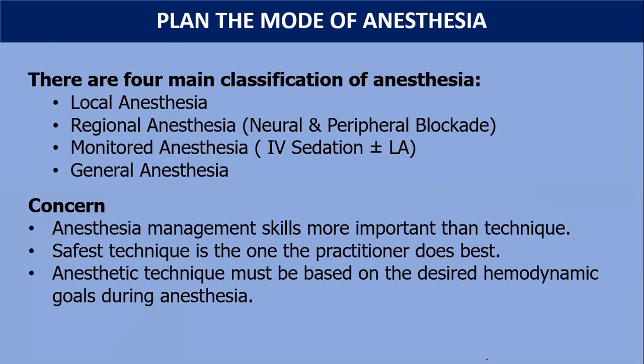Although there are four main classifications of anesthesia, the concern is that anesthesia management skills are more important than the technique. And the safest technique is the one the practitioner does the best. Anesthetic technique must be based on the desired hemodynamic goals during anesthesia, which have to be told by a cardiologist. And this is the role of the cardiologist: you have to tell the surgeon and anesthesiologist what is good for the patient and what parameters you want to make suitable for the patient during anesthesia. Do you need volume? Do you need volume depletion? Do you need vasodilation? Do you need afterload reduction? Do you need inotropes? So you will guide them about the hemodynamic goals.